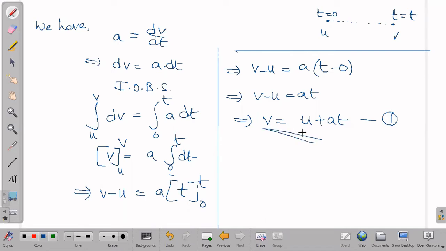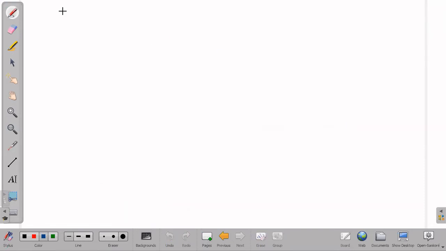Equation of motion, right? Next, we'll go with the second equation of motion. In the second equation of motion, it is simpler than this. The second equation of motion is the displacement-time relation. We want the displacement and time relation, which is our second equation.